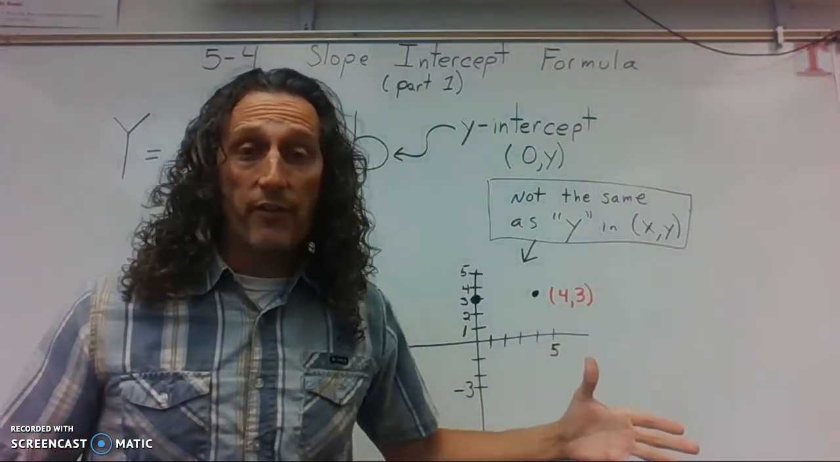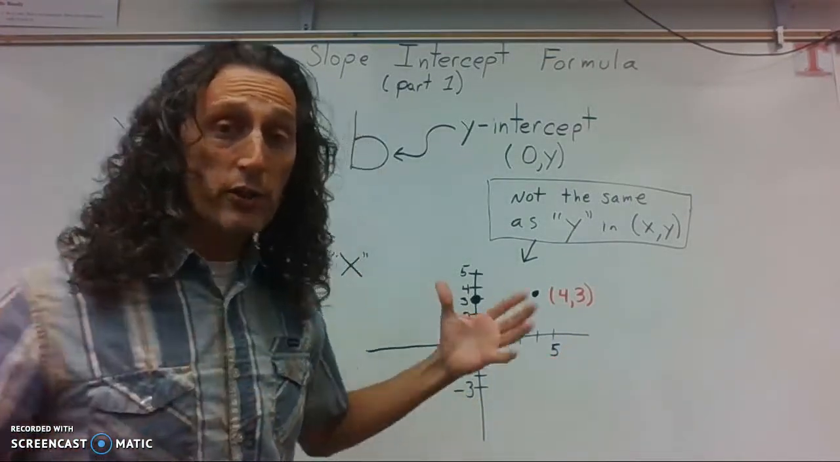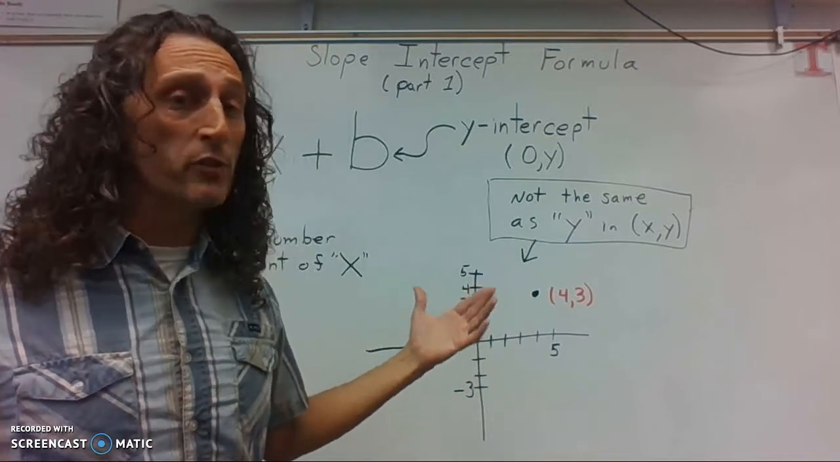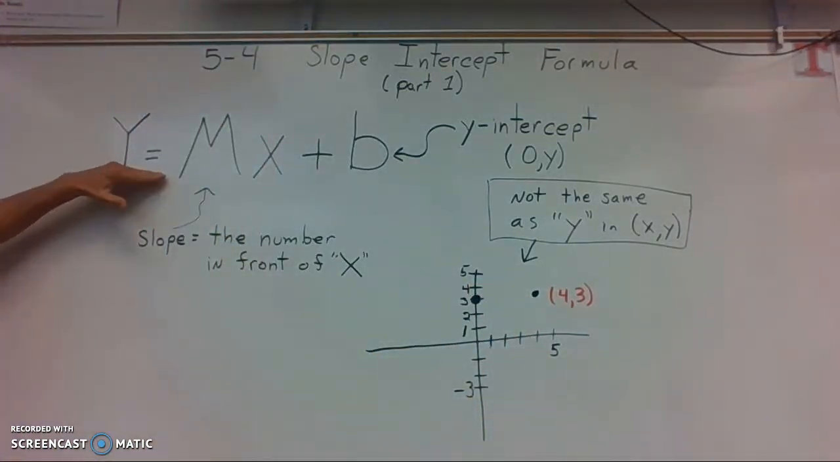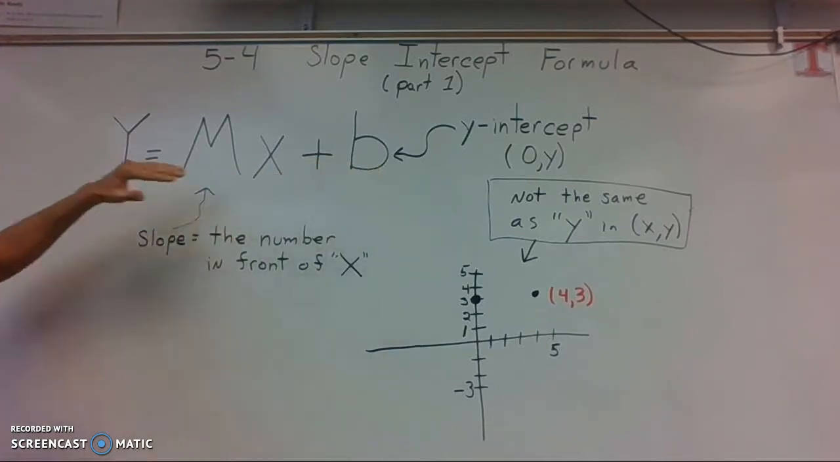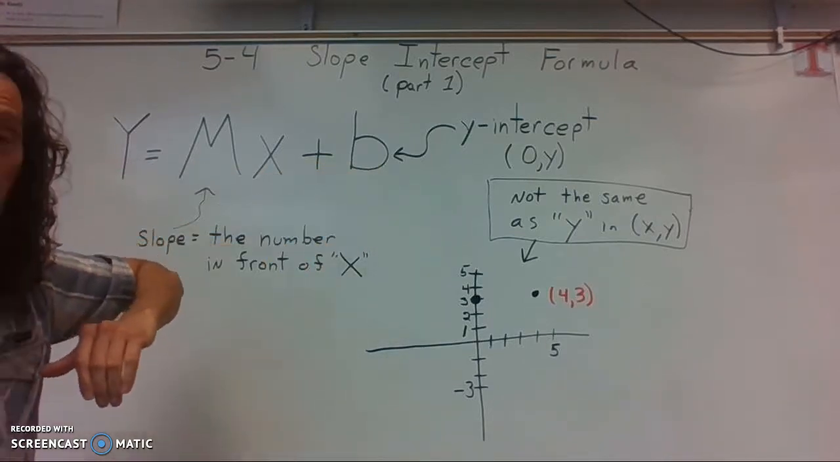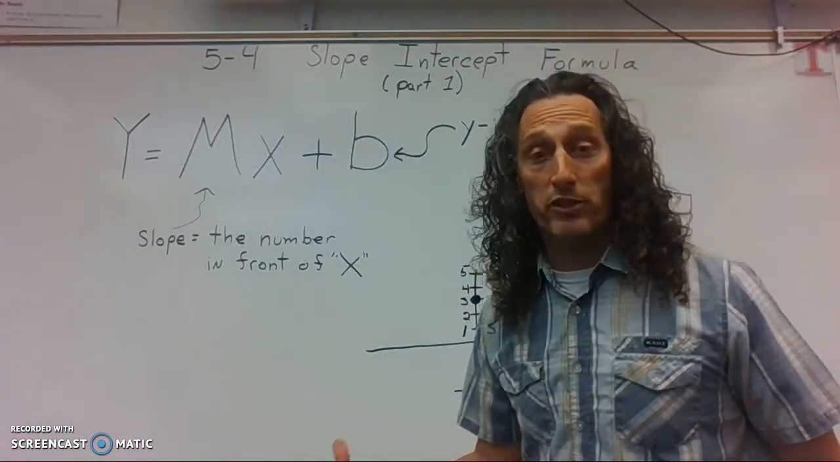Alright, so you have everything copied down. So make sure that you pay attention to this. Alright, so what is the slope-intercept formula? You've probably seen it before, but here it is. It's y equals mx plus b. Okay, that's the formula. Y equals mx plus b. It's nothing but a bunch of variables. So we need to define what those are.